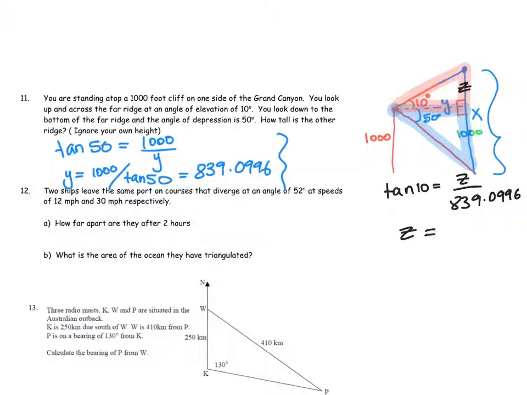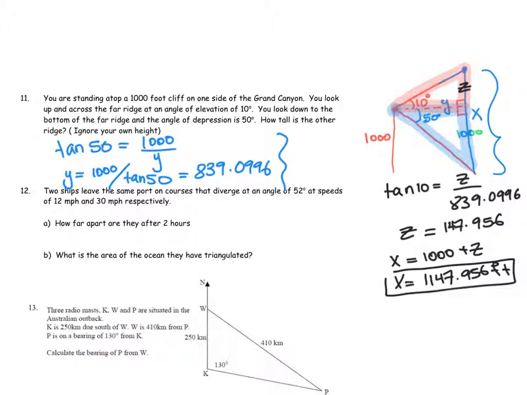So z is going to be equal to tangent 10 times 839.0996, and z in this case will be 147.956. So x is going to be 1,000 plus z, this whole thing over here. So that would give me 1,147.956 feet. And that's the length of the ridge. This is how tall the ridge is.